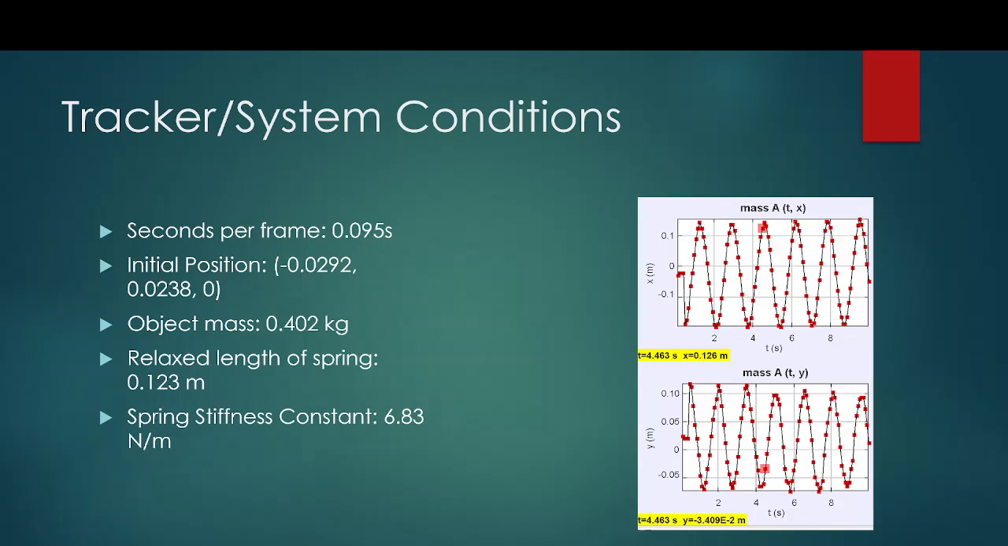So the initial conditions of this experiment. The delta t in this scenario is 0.095 seconds. So every 0.095 seconds, the data is plotted. The initial position is <-0.0292, 0.0238, 0>. The object has a mass of 0.402 kilograms. The relaxed length of the spring is 0.123 meters. And the spring stiffness constant is 6.83 Newtons per meter.